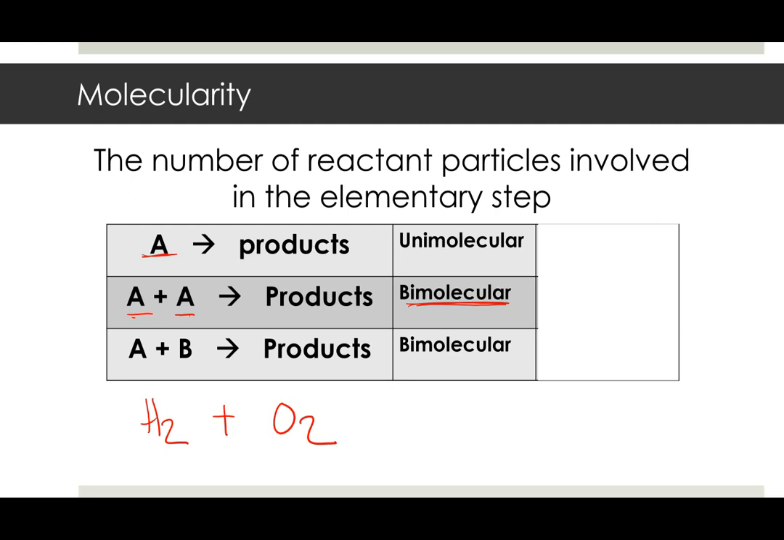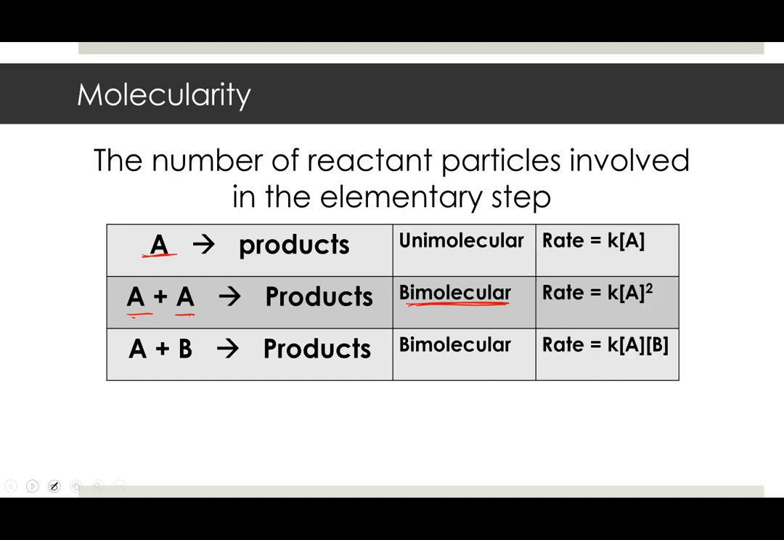Trimolecular does exist, but it's really, really hard to get 3 different particles to line up in the correct fashion with the correct energy to produce some sort of product. So by far, unimolecular and bimolecular are the most popular for elementary steps. Trimolecular exists, but it's few and far between, so we won't talk about it. Okay.